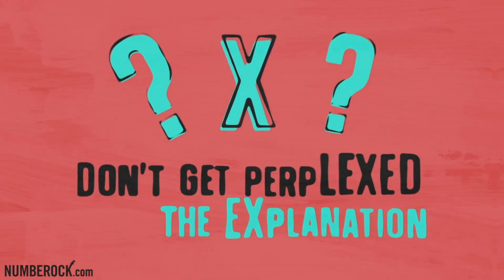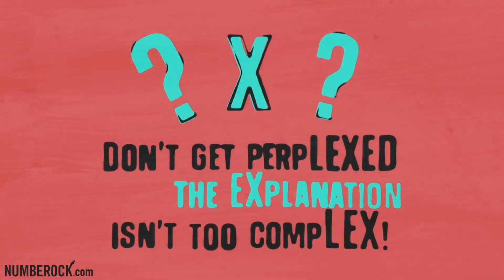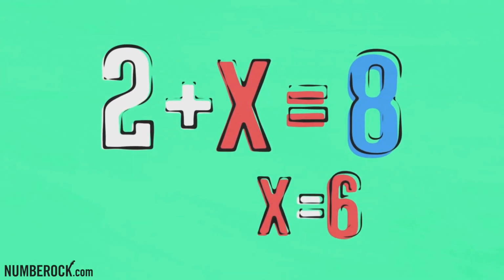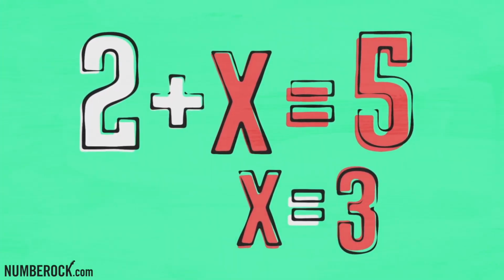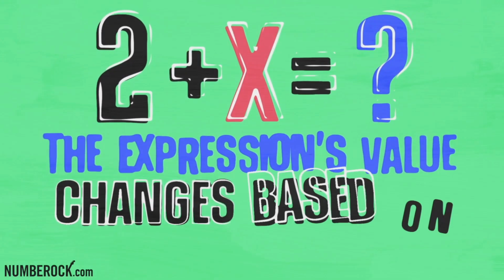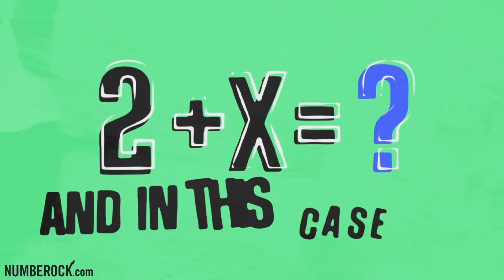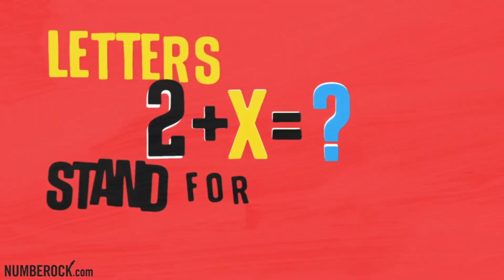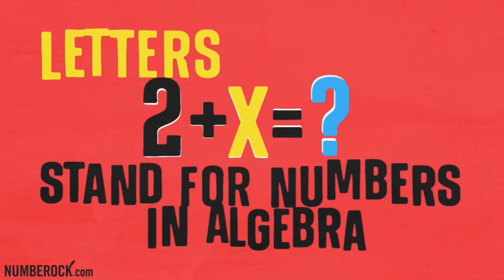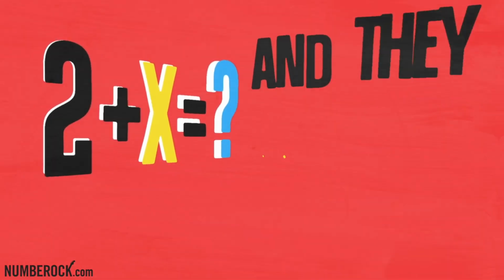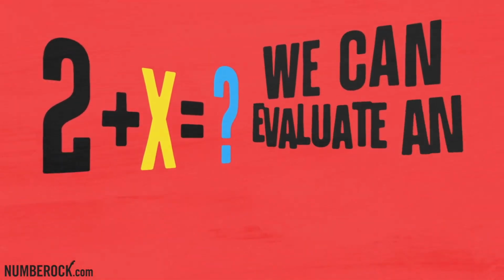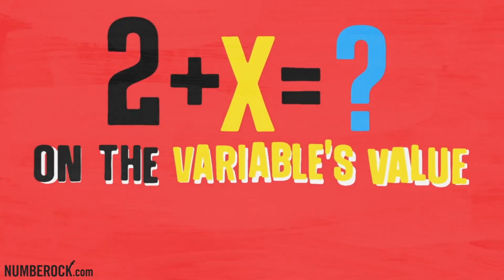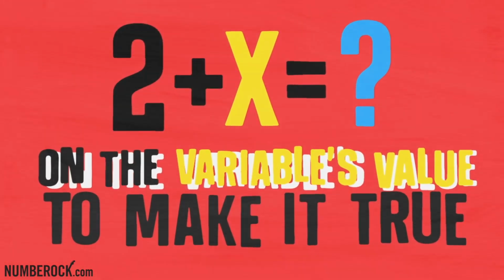Don't get perplexed, the explanation isn't too complex. If x equals 6, then the value is 8. Or if we say x is 3, 5's what we'll calculate. The expression's value changes based on the variable's value, and in this case the sum will be any number plus 2. Letters stand for numbers in algebra. They're called variables and they can change on ya. You can evaluate an expression's value, but it depends on the variable's value to make it true.